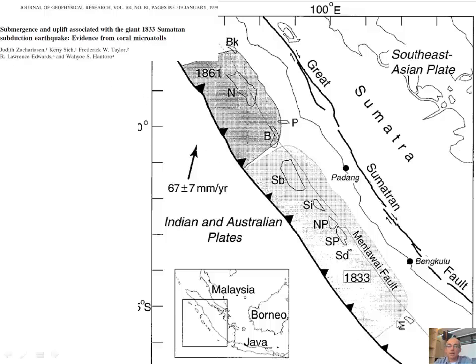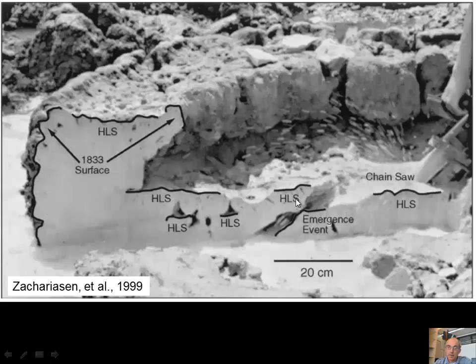So Judy worked on 1833, which is in this area. And again, she was exploiting the corals that are around these Four-Arc Islands. So here she shows a significant emergence event in 1833.